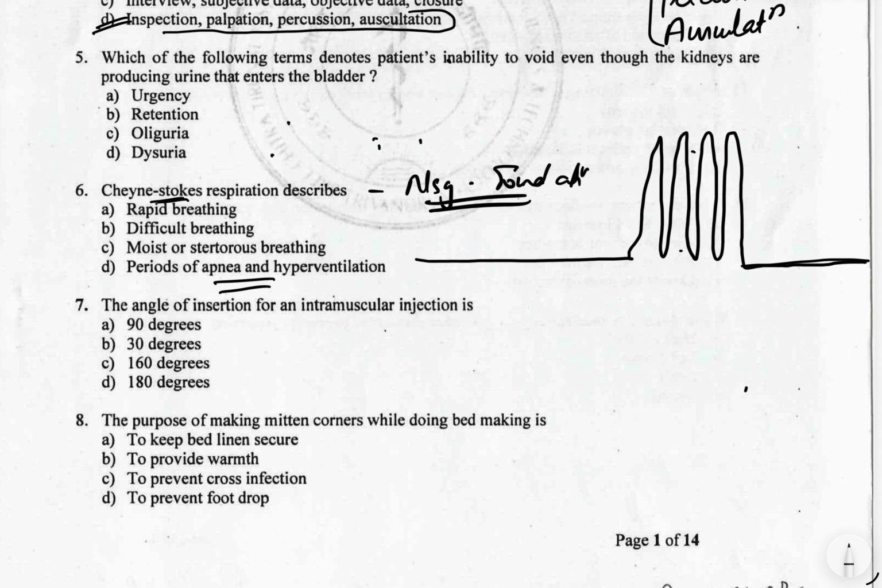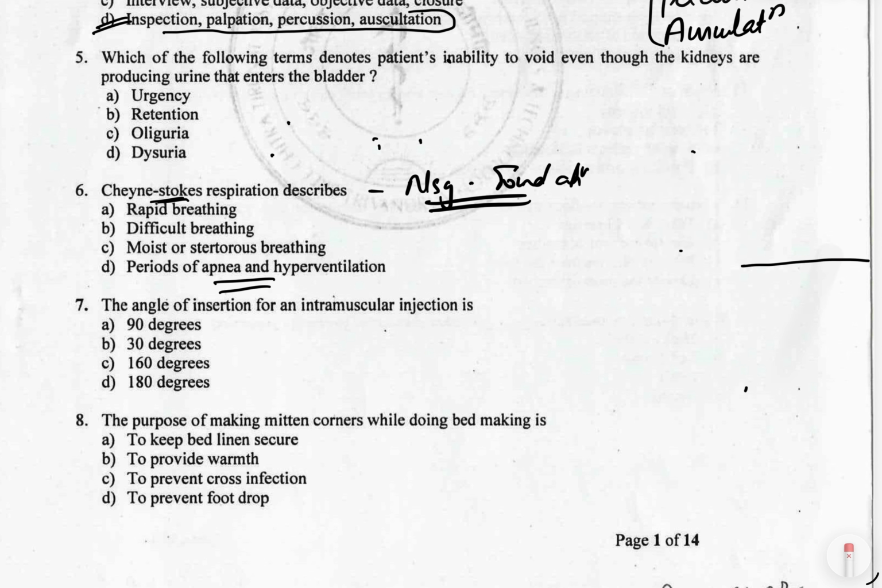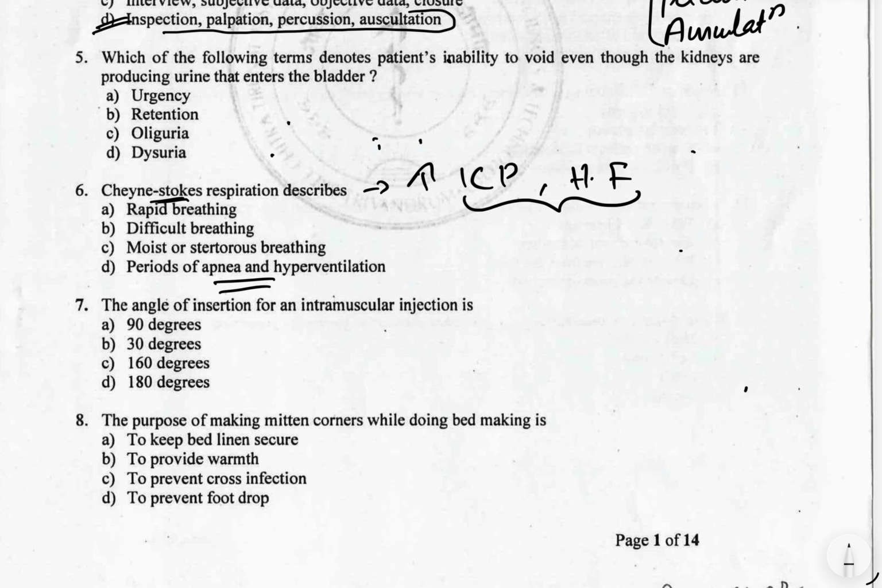So Cheyne-Stokes respiration is seen in patients who have increased intracranial pressure, increased ICP, and also patients who have heart failure. In such conditions, Cheyne-Stokes respiration is seen. It is like a period of apnea and then hyperventilation. It is like alternating periods of deep and shallow respiration. Sometimes the patient is having shallow respiration, sometimes very deep respiration, again shallow. Alternately the patient is having apnea and hyperventilation, and this is called Cheyne-Stokes respiration, and it is seen in disease conditions like increased ICP and heart failure.